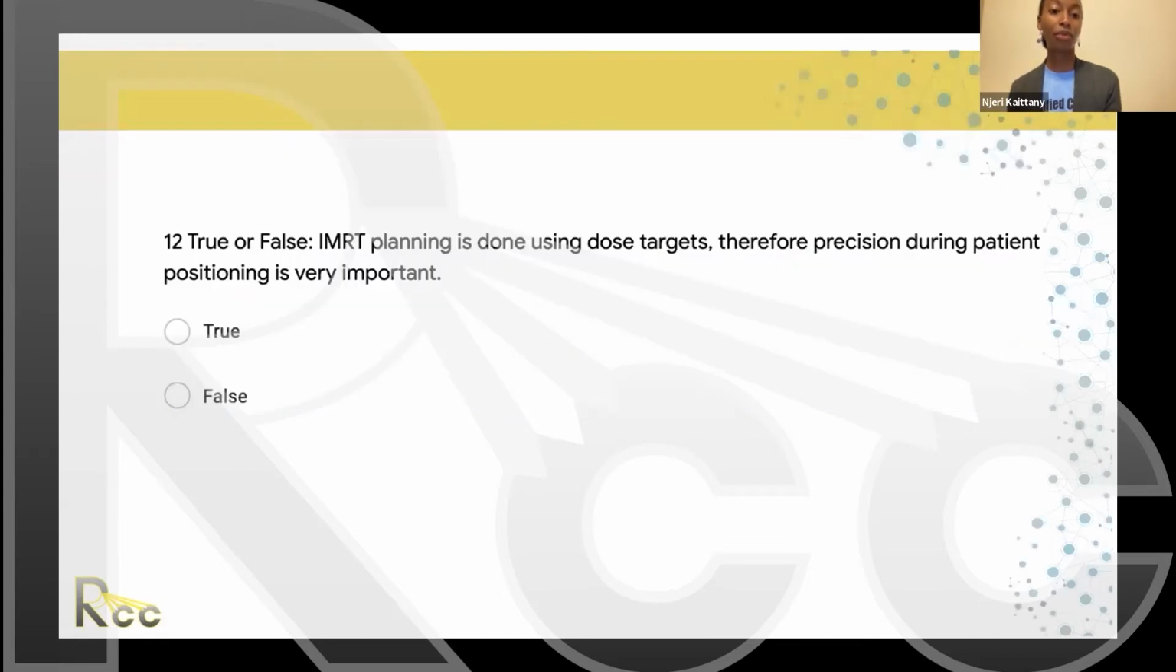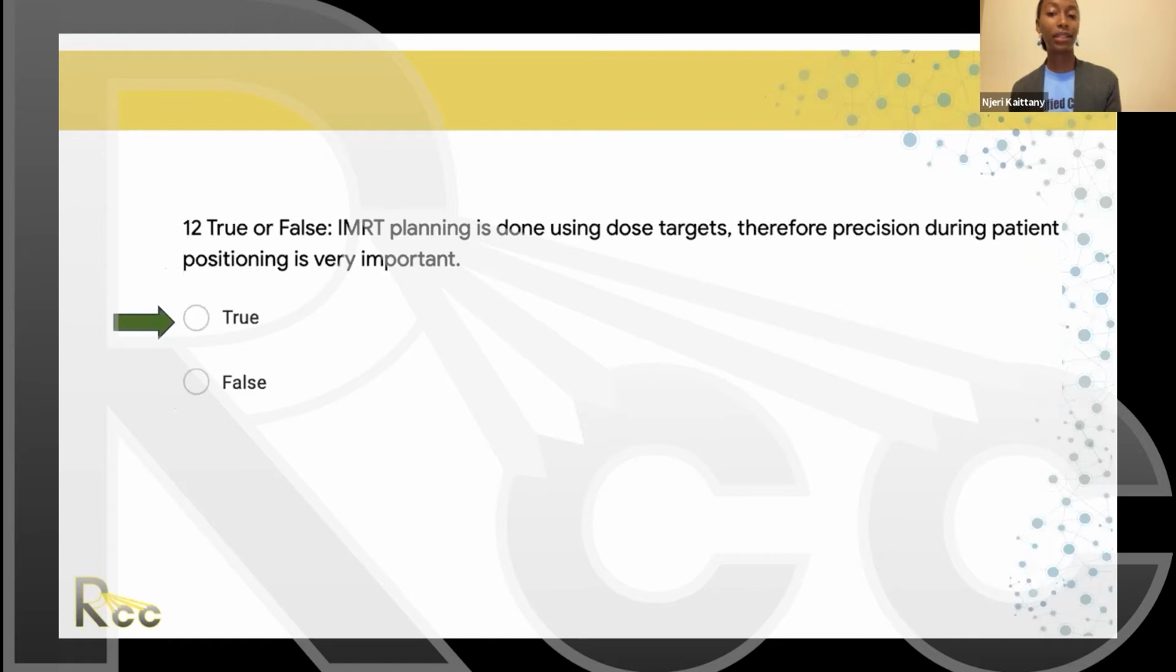Okay, next. True or false? IMRT planning is done using dose target. Therefore, precision during patient positioning is very important. And I'll give you a second. And yep, we can go ahead and show them the answer. All right, and it is true.